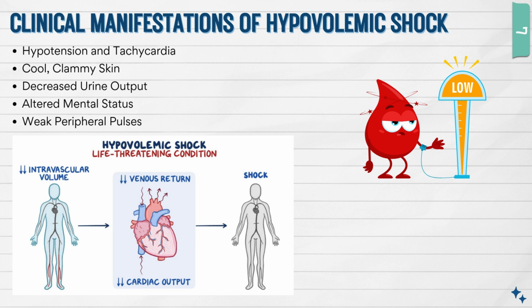Another thing you might see is an altered mental status, which can range from anxiety to confusion. When the brain doesn't receive enough oxygen and nutrients, that's what happens. But that's kind of a later stage. You might also feel weak peripheral pulses because there's a decrease in the blood flow and the amount. So it's going to be weak, sometimes thready. And like I said, delayed cap refill. Those are things you're going to see.